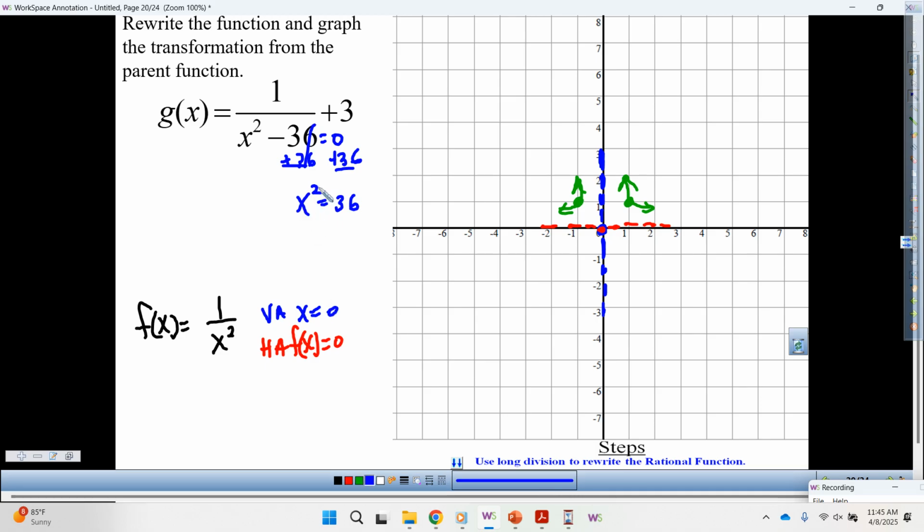Renzo? Square root to both sides. That leaves me with x equals plus minus 6. You're like, what? What does that mean, Mr. Q? That means that now we have 2 VAs in the denominator. Watch. One of them is over here. The other one is over here.